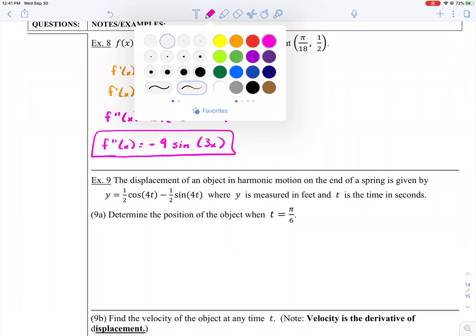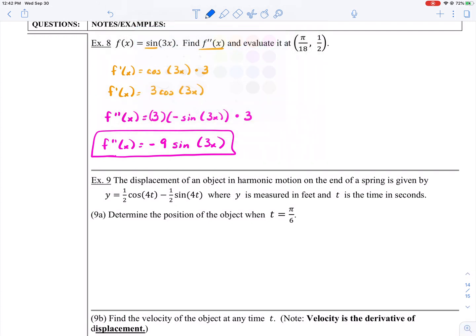Now, for my notation here, when I slide over to do f double prime, what I want is to put pi over 18 in everywhere I see an x. The 1/2 actually doesn't have an effect on this because there's no y's embedded into this derivative. The only concern I have is that x value. So f double prime of pi over 18 is what I'm looking at. So I'm going to put a pi over 18 everywhere I see an x.